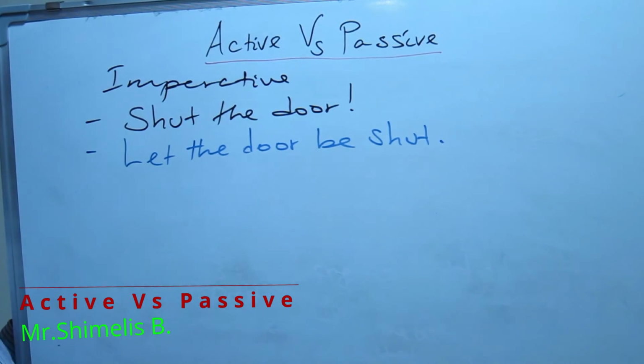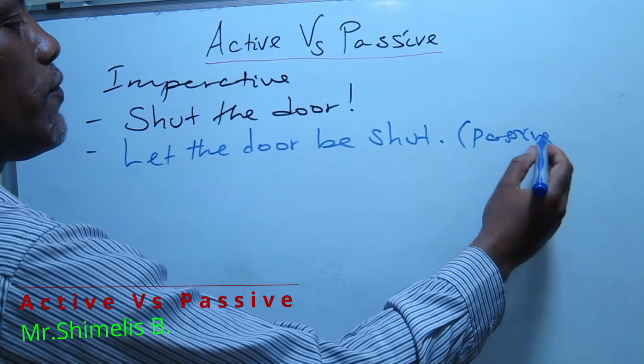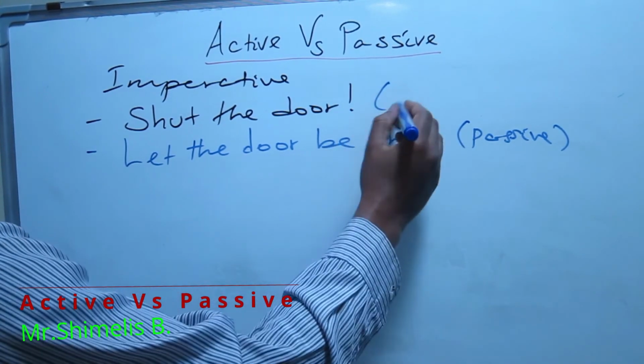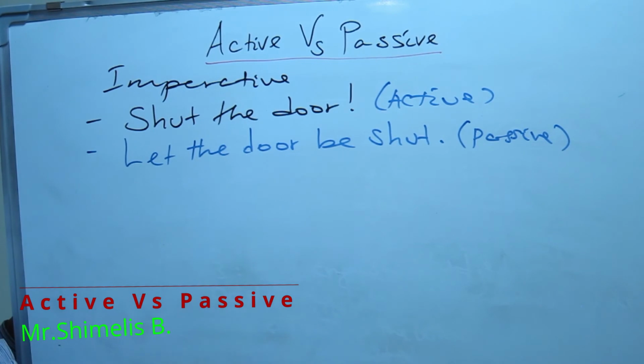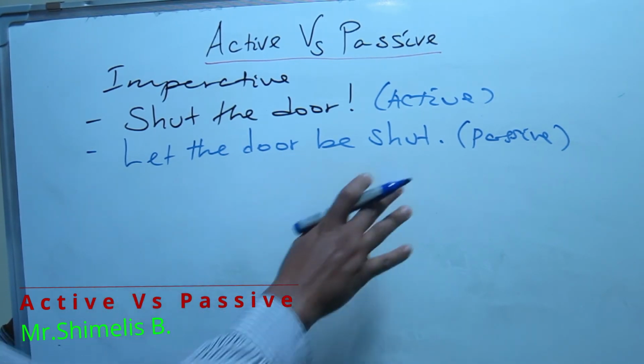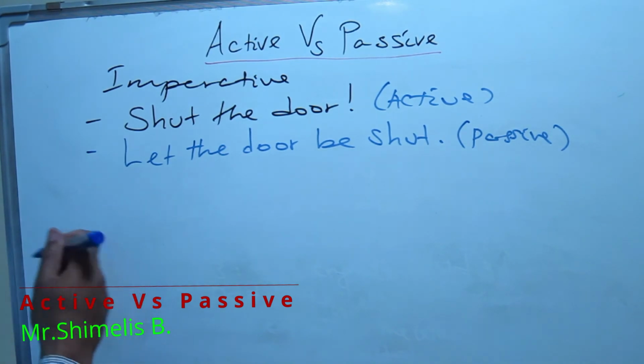That is the passive form, this one. Okay, this is passive for the given active form. Shut the door is an active sentence. Let the door be shut. That's the passive form for the given imperative sentence.